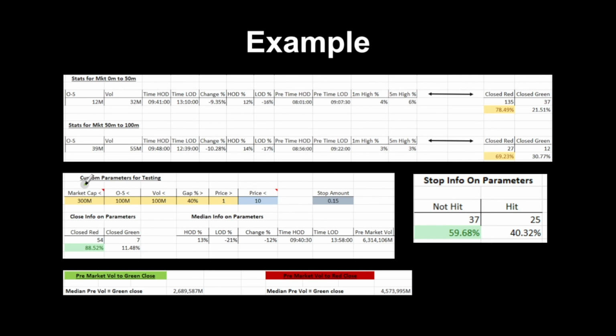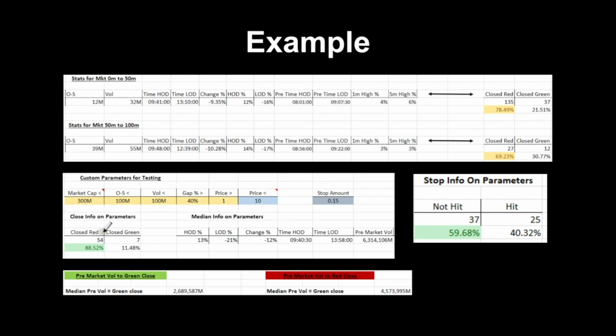And then also I really recommend custom parameters for testing. This is really, really useful. It's quite easy to build in Excel. You can just make different conditional statements with if commands, and you can type in anything you want. So for this example, I want below 300 million market cap, below 100 million outstanding shares, below 100 million volume, and above 40% gap with a price above 1, and with a stop amount of 0.15, which is 15%. And then we can see all the info on that.